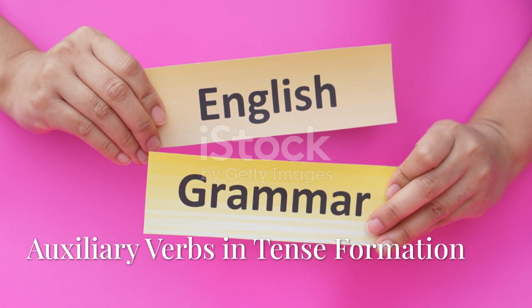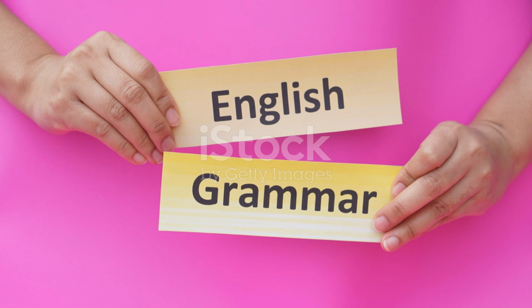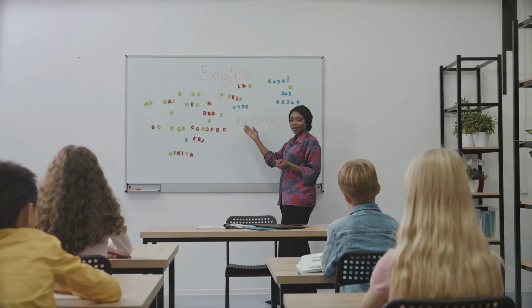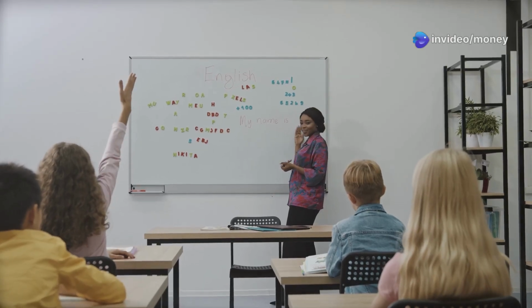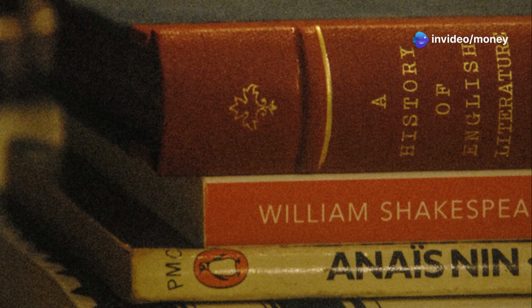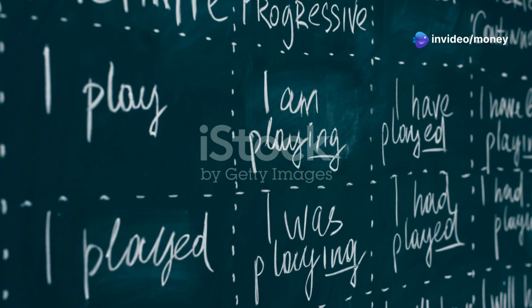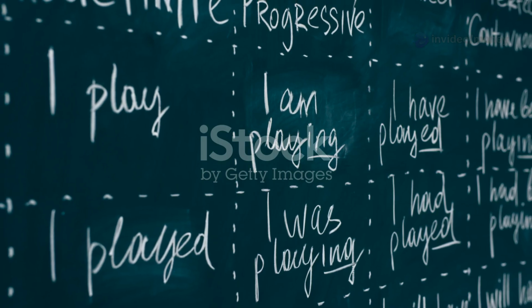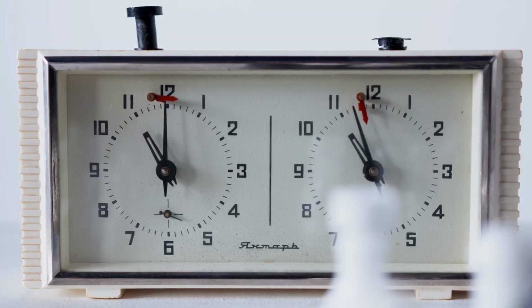Section 8. Key helpers: auxiliary verbs in tense formation. Auxiliary verbs are also known as helping verbs. They are essential for forming many English tenses. The main auxiliary verbs are be, do, and have. Will and shall are also considered modal auxiliary verbs, crucial for future tenses.